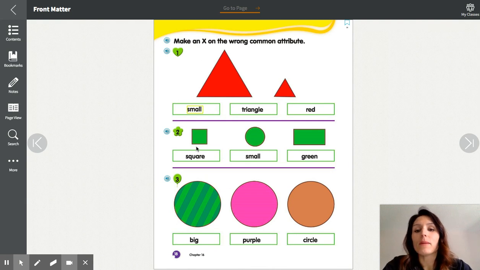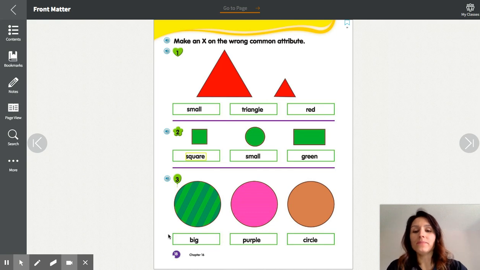Okay, number 2, we have our 3 shapes here. Let's go ahead and look at them. So this one, and this one. Are they all squares? Mm-mm. Are they all small? Mm-hmm. Are they all green? Yep. So they're all green, they're all small, but they are not all squares. So you're going to put an X through the word square.